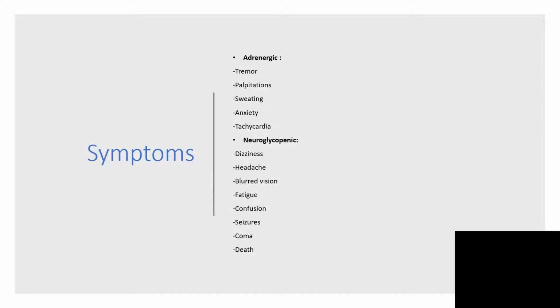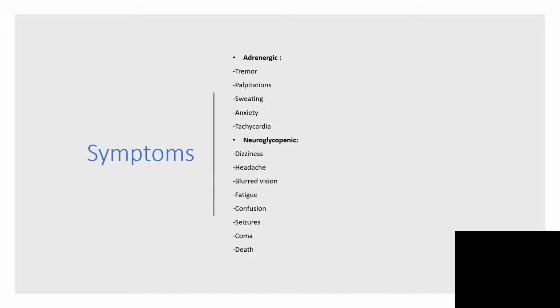What are the symptoms? There are two major pathways when it comes to symptoms of hypoglycemia. That's what we call adrenergic symptoms and neuroglycopenic symptoms. The adrenergic symptoms are tremor, the hand will be shaking, everywhere could be shaking. Palpitations, the heart is beating fast. Sweating, anxiety, and of course, restlessness.